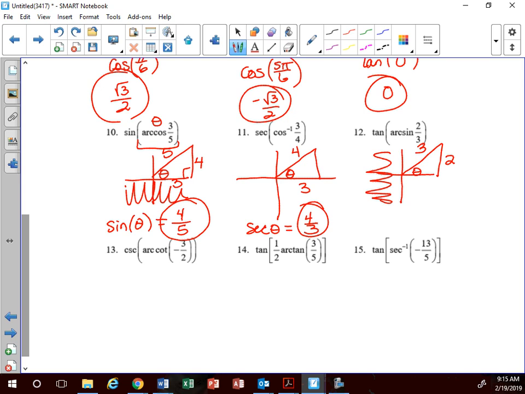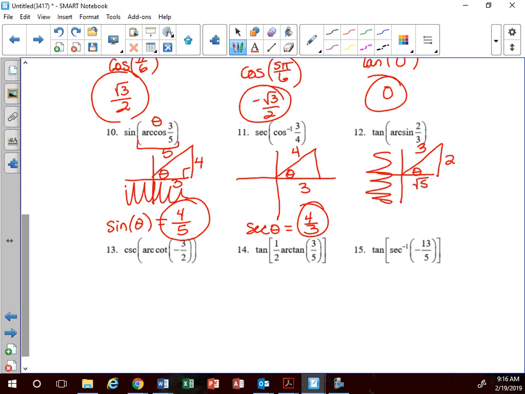Square root of something. Excellent start, yes. Square root of 5, good. Was anyone thinking square root of 13? Okay, that would be if I was looking for the hypotenuse. But since I'm looking for the leg, you actually subtract. Do you see it? Okay.